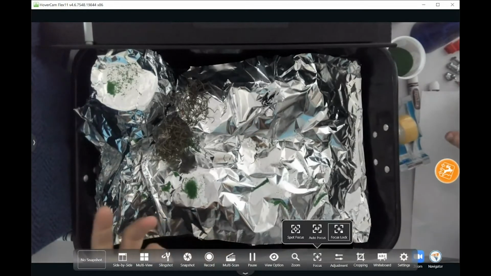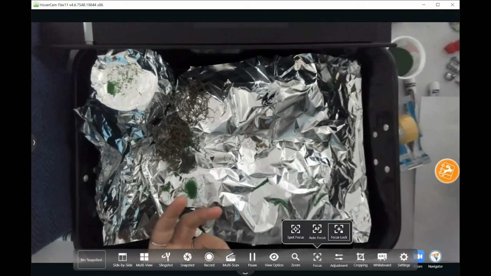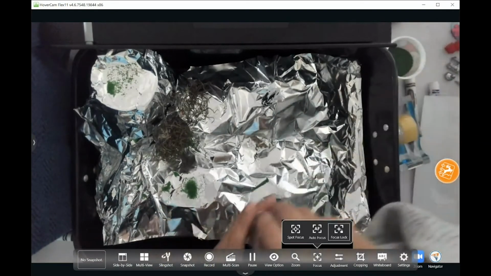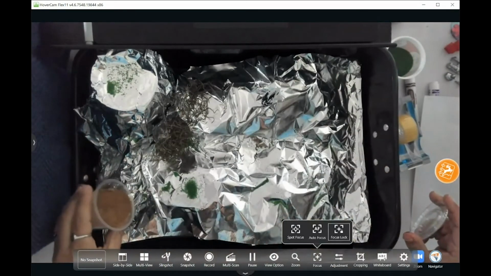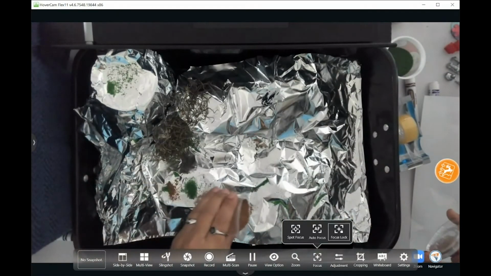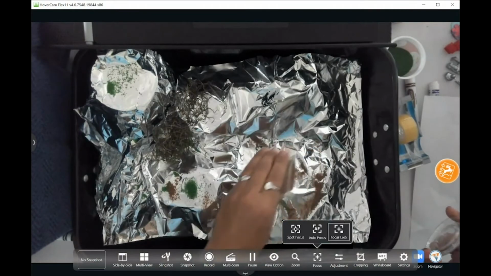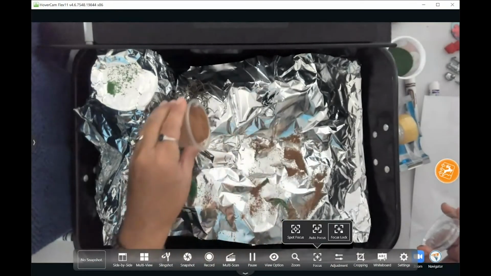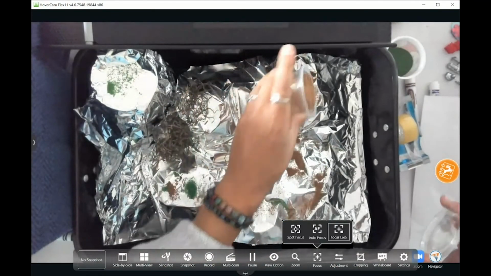All right, let me think about what else we have. I actually have some cocoa powder here, or some hot chocolate. I'm going to add a little bit more so that when we make it rain, we can see a little bit more about where this soil might go. So I'm going to pour that over.